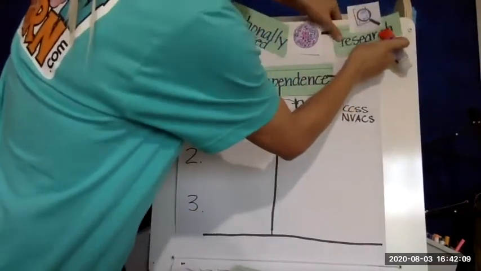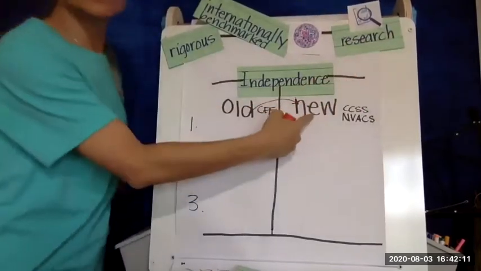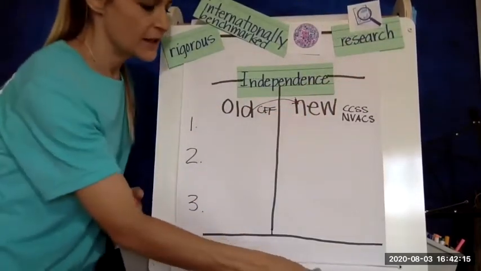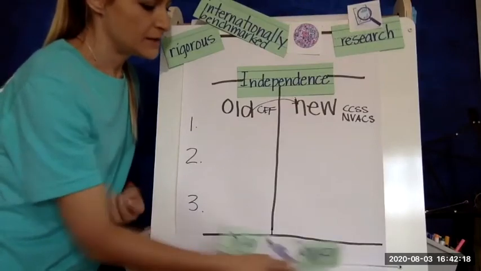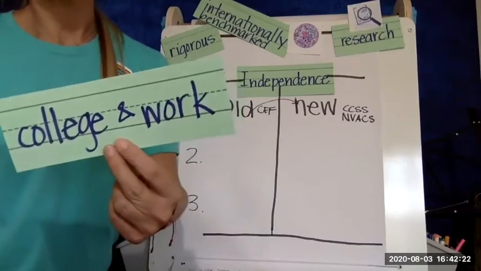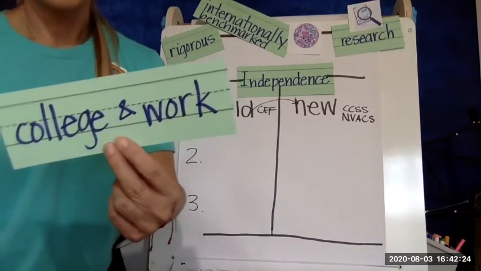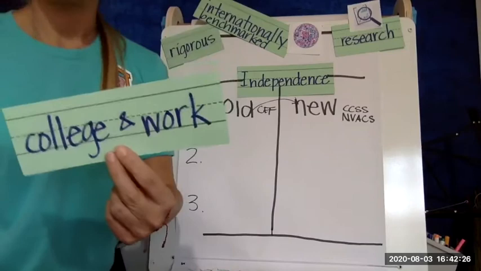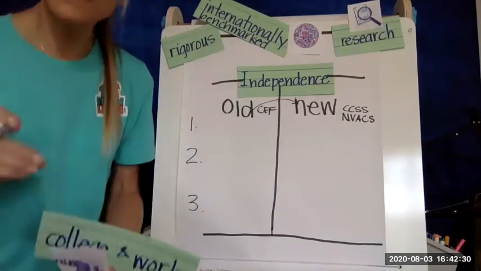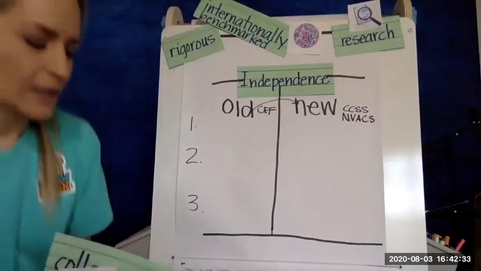So why did we make this shift? Well, there's new research to consider. There are new findings that we need to look at. And I kind of mentioned this before, but college and work readiness. We have got to prepare our kids for college and careers that are different and don't even exist yet today.